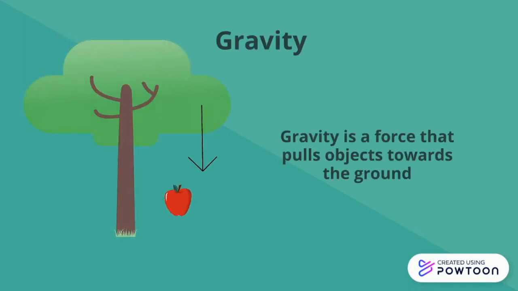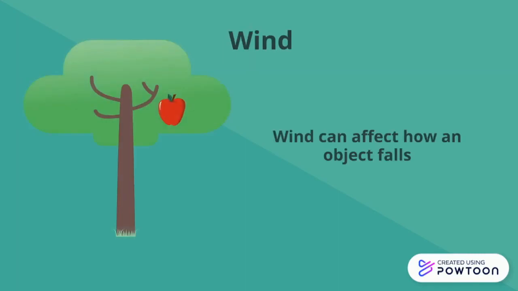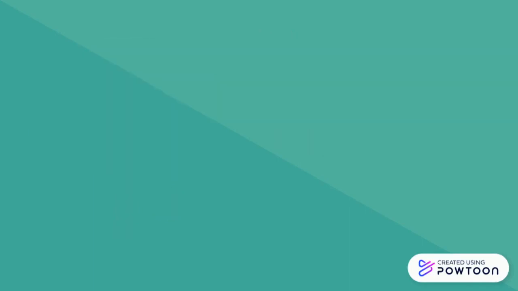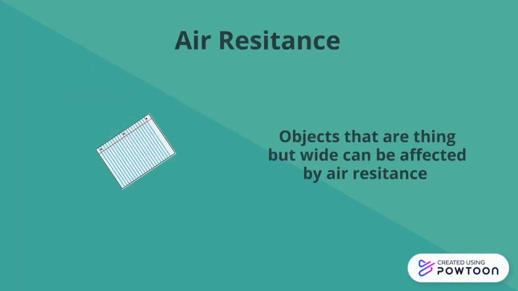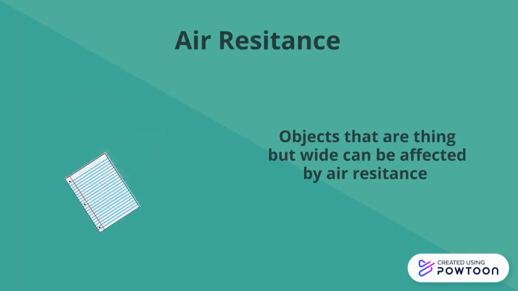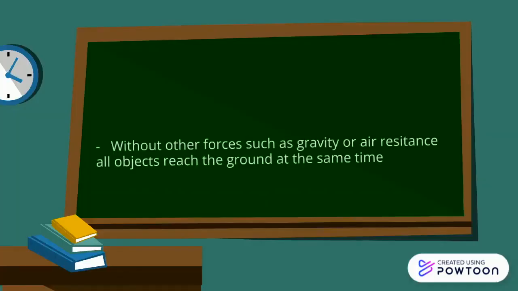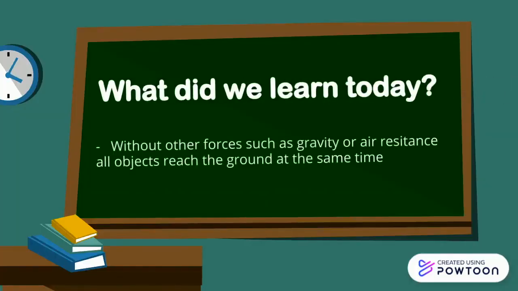There are things that can impact gravity though. If it was a windy day, some objects might get caught in the wind. Another example is called air resistance. Objects like a piece of paper that are thin but wide are more affected by this force, and that is why they seem to float. In summary, we learned that without forces such as air resistance or wind, all falling objects reach the ground at the same time.